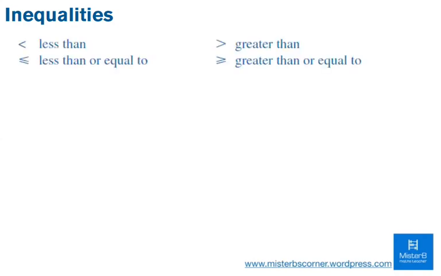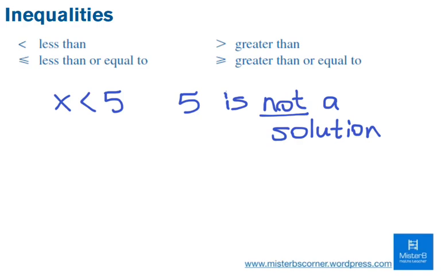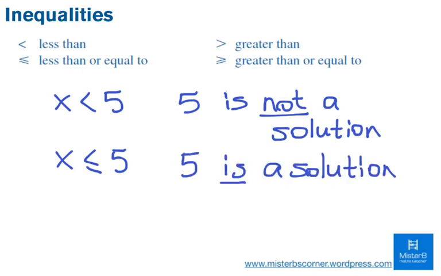Probably you know these, but we use these signs to write down inequalities. So it's going to be less than, greater than, less than or equal to, greater than or equal to, which is slightly different. The difference is that if you write x is less than 5, then 5 is not a solution, whereas if you write x is less than or equal to 5, then 5 is a solution.